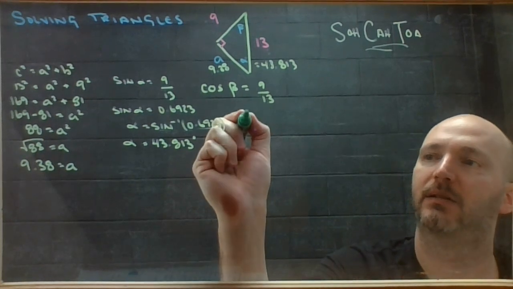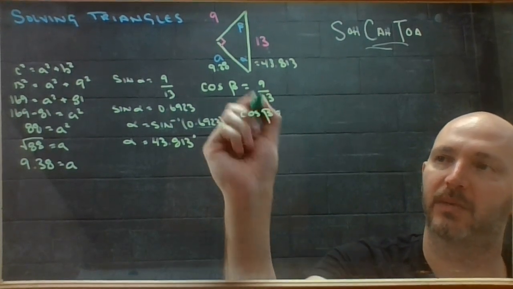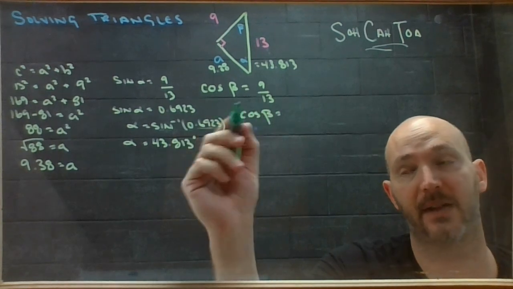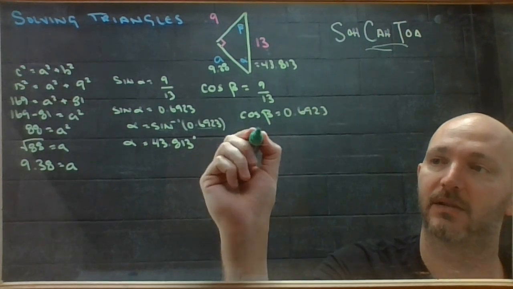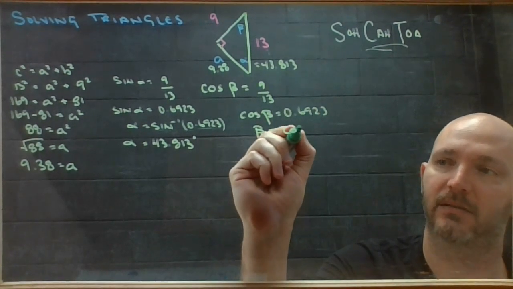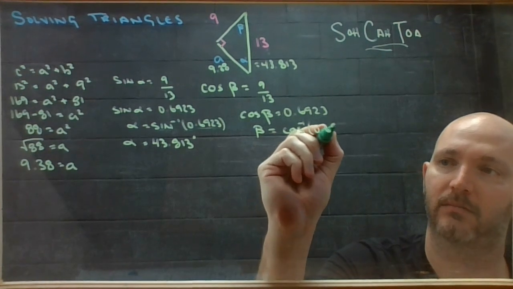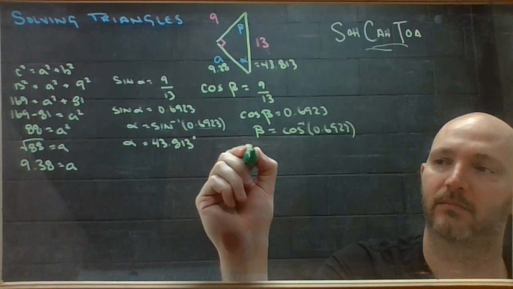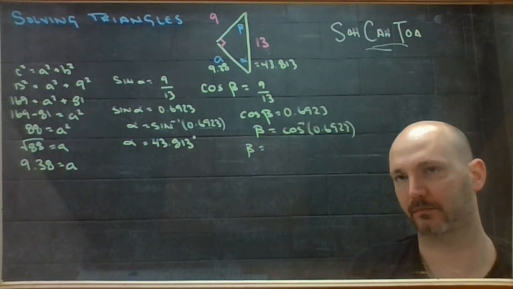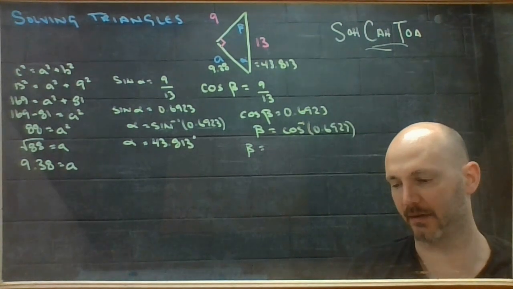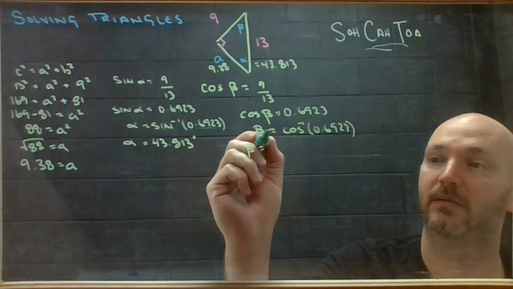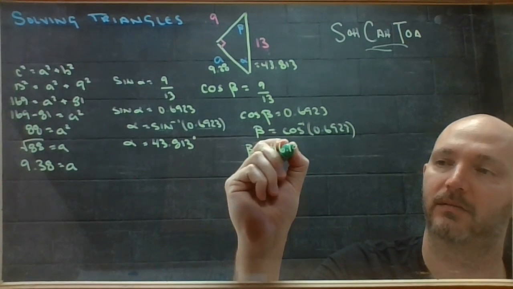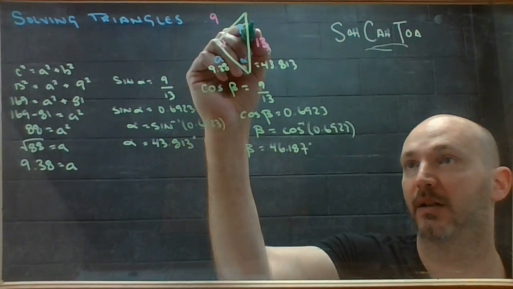And for beta, cos of beta would be 9 divided by 13. I already have that number there, 0.6923. So I just have to arc cos it. Divided by 13, and then arc cos, be 46.187. I have an angle up there.